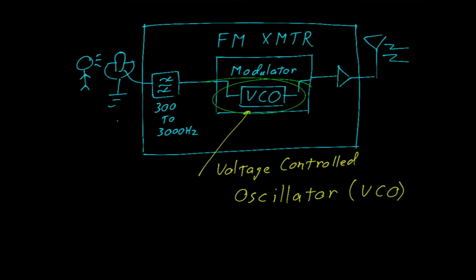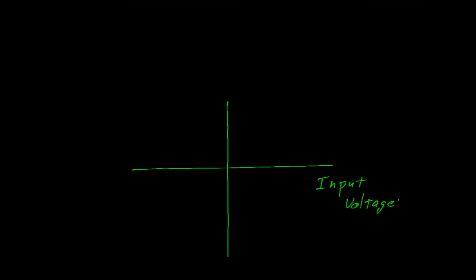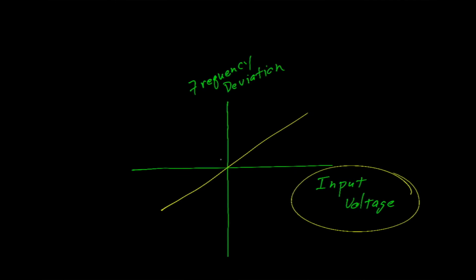The operation of this VCO can be described graphically. On the input axis, we have the input voltage. After all, it is a voltage-controlled oscillator. On this axis, we have frequency deviation. And there is a linear relationship between the two. As the input voltage is changed, which is to say we slide this way or that way, the frequency will deviate from its original point.